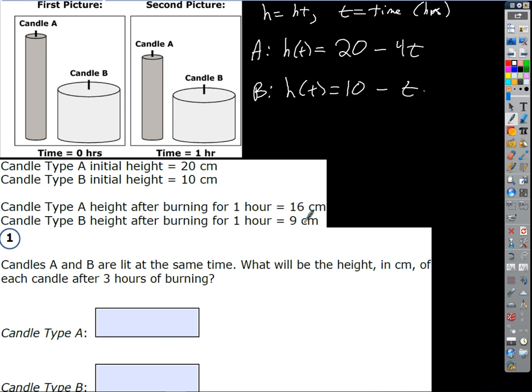So if we want to know what the heights are at time equals 3, well then we could just plug those in. For candle A, if I plug 3 in for T, I get 20 minus 4 times 3, well that's just 8, right? And for candle B, if I plug 3 in, 10 minus 3, which is 7. Okay, so there's one way to do it, and that's fine.